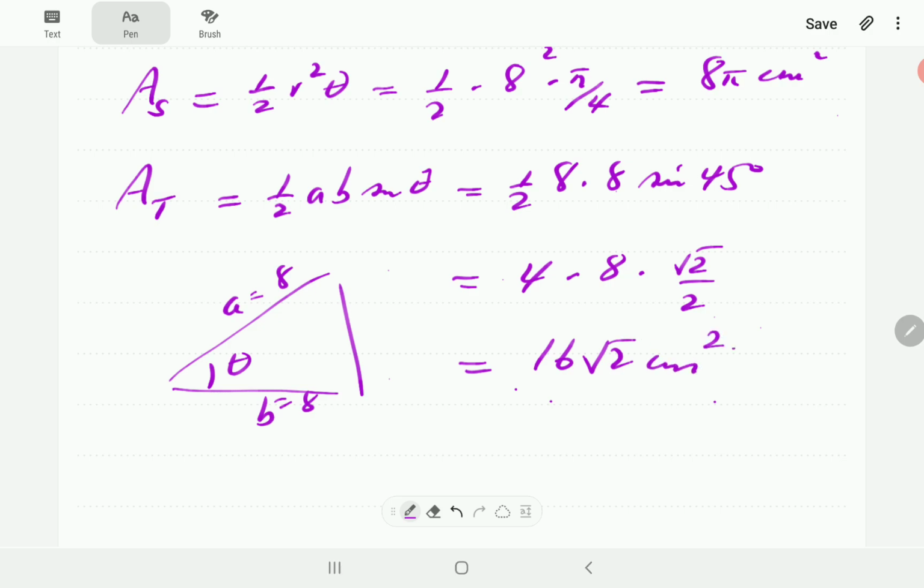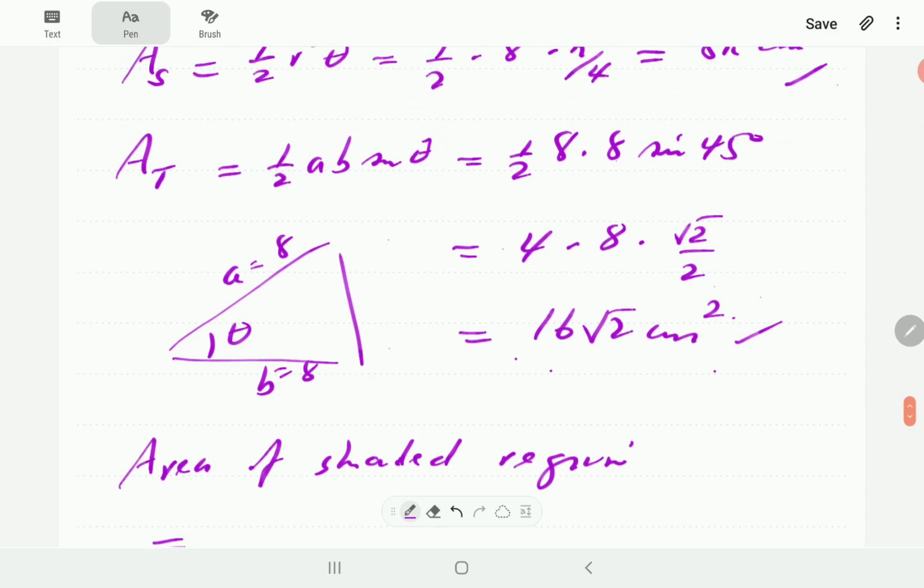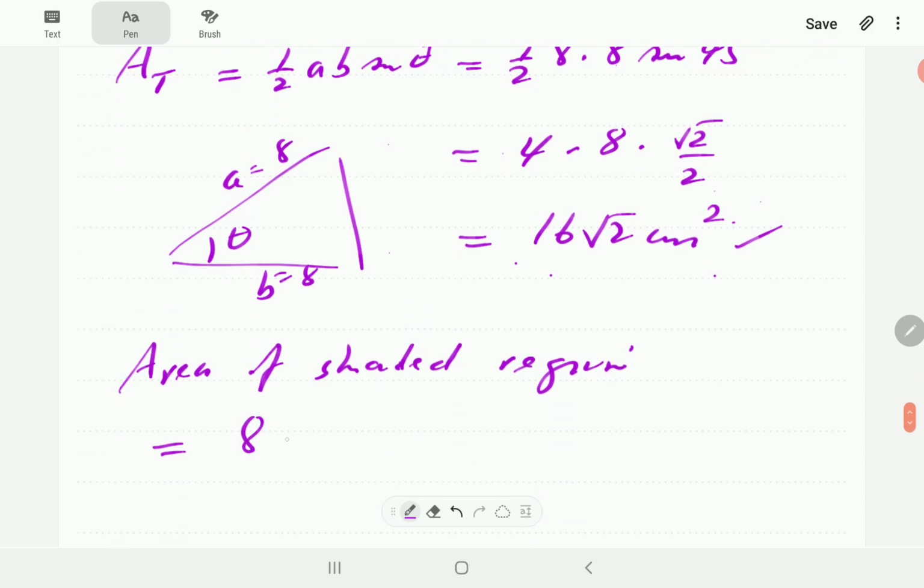And then of course the triangle must be smaller than the sector, so the area of the shaded region is just the difference between those two. So the area of the shaded region is equal to 8 pi minus 16 root 2, in centimeters squared.